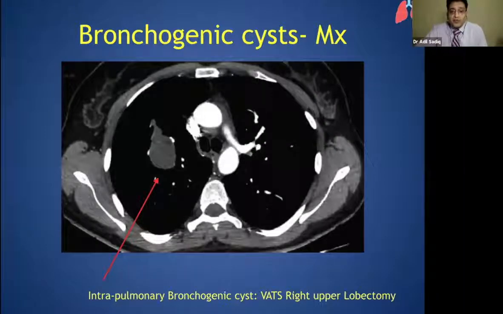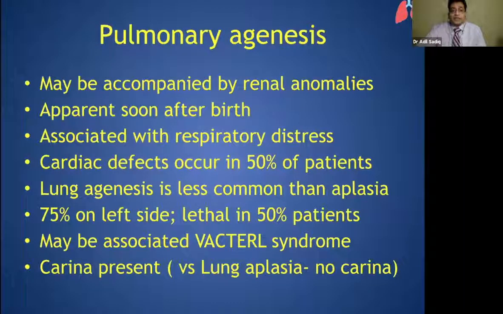This is an intrapulmonary bronchogenic cyst; a VATS right upper lobectomy was what was performed for this patient. Now, what is pulmonary agenesis? Pulmonary agenesis can be accompanied by certain renal anomalies as well, because of which they present rather early, soon after birth, associated with respiratory distress.